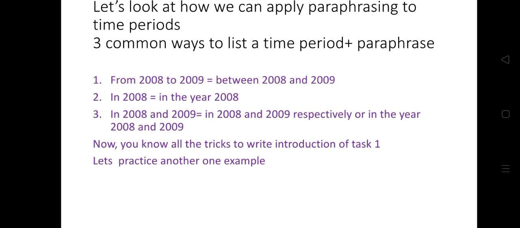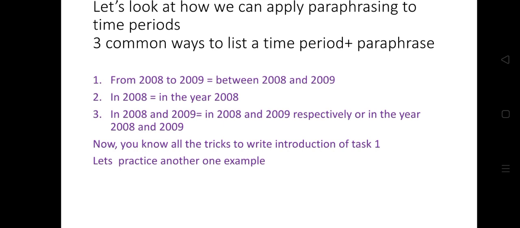Let's look at how we can apply paraphrasing to time periods. 3 common ways to list a time period plus paraphrase. Number 1. From 2008 to 2009 equals between 2008 and 2009. In place of in 2008, we can write in the year 2008. And number 3. In 2008 and 2009 also means in 2008 and 2009 respectively, or in the year 2008 and 2009.